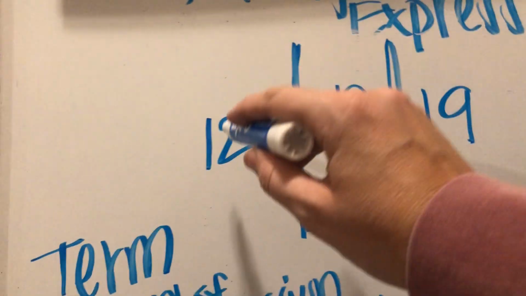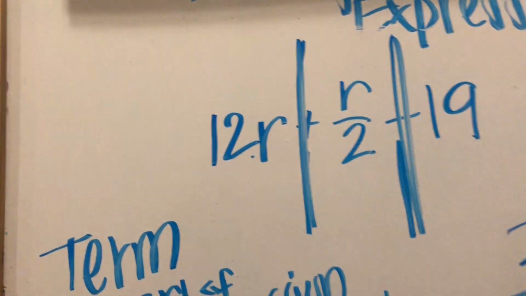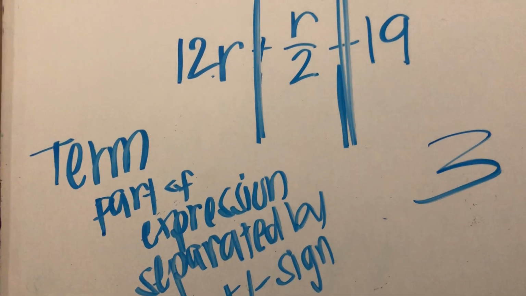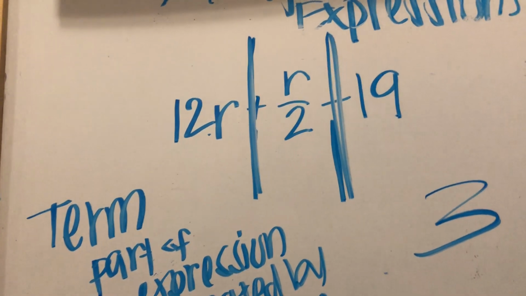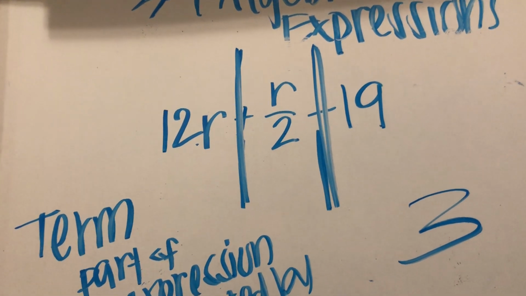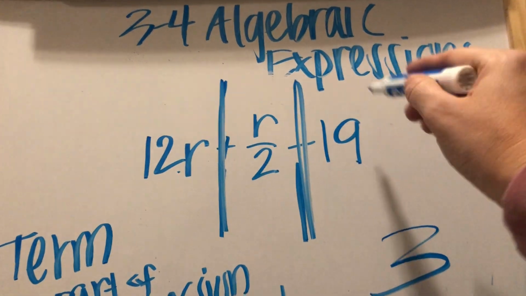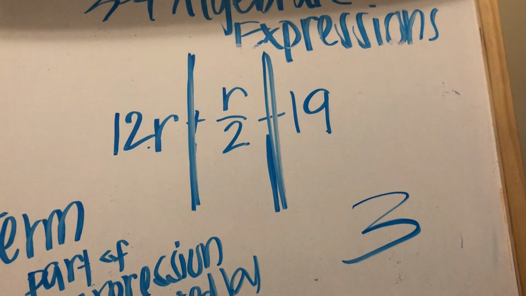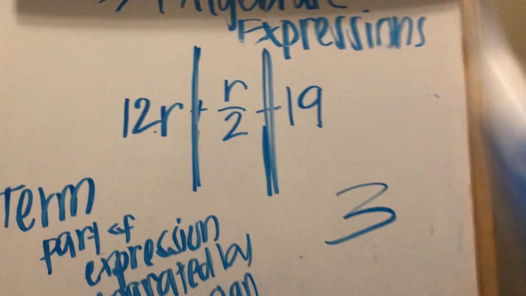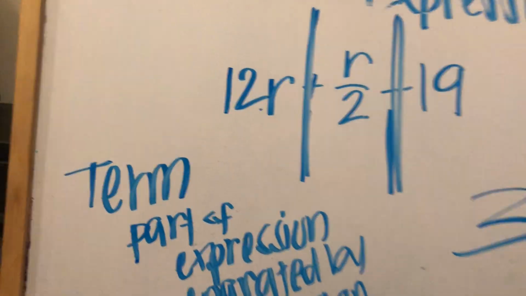Now, even though we have another operation here and here, we are only dividing them up when they are separated by an addition or subtraction sign. And we're going to think, how many different sections are there? How many parts are there? So this would have 3 terms.